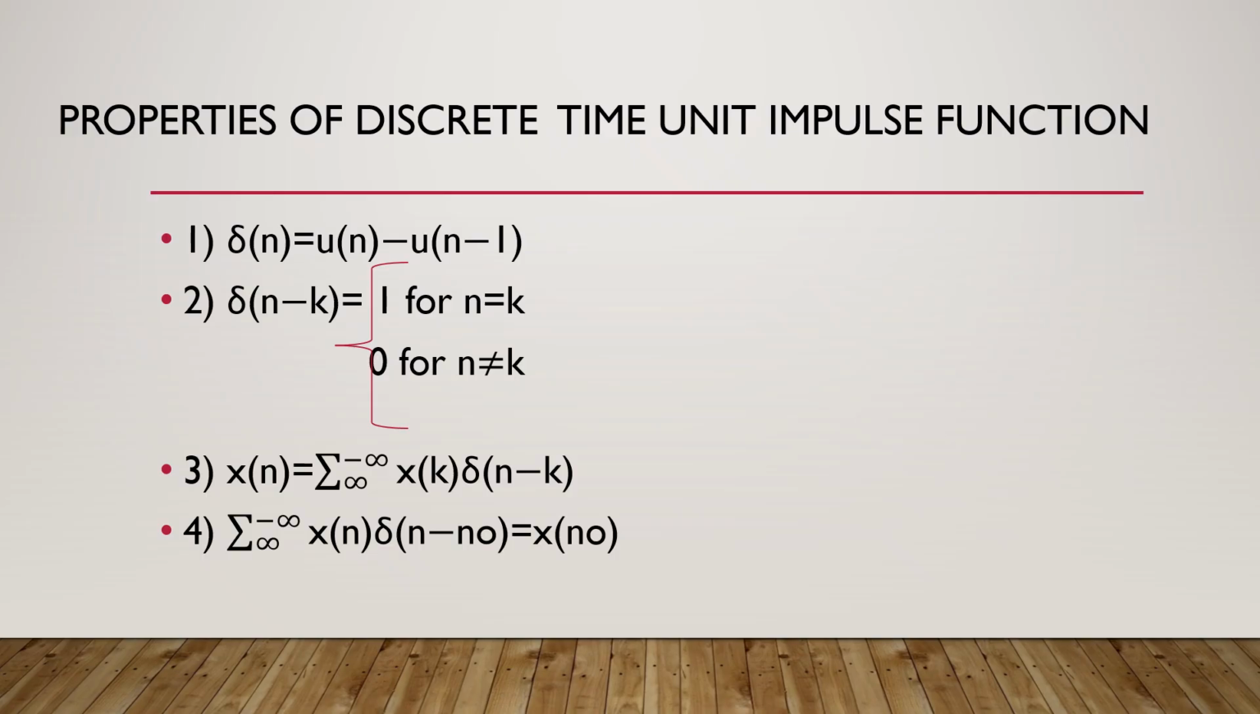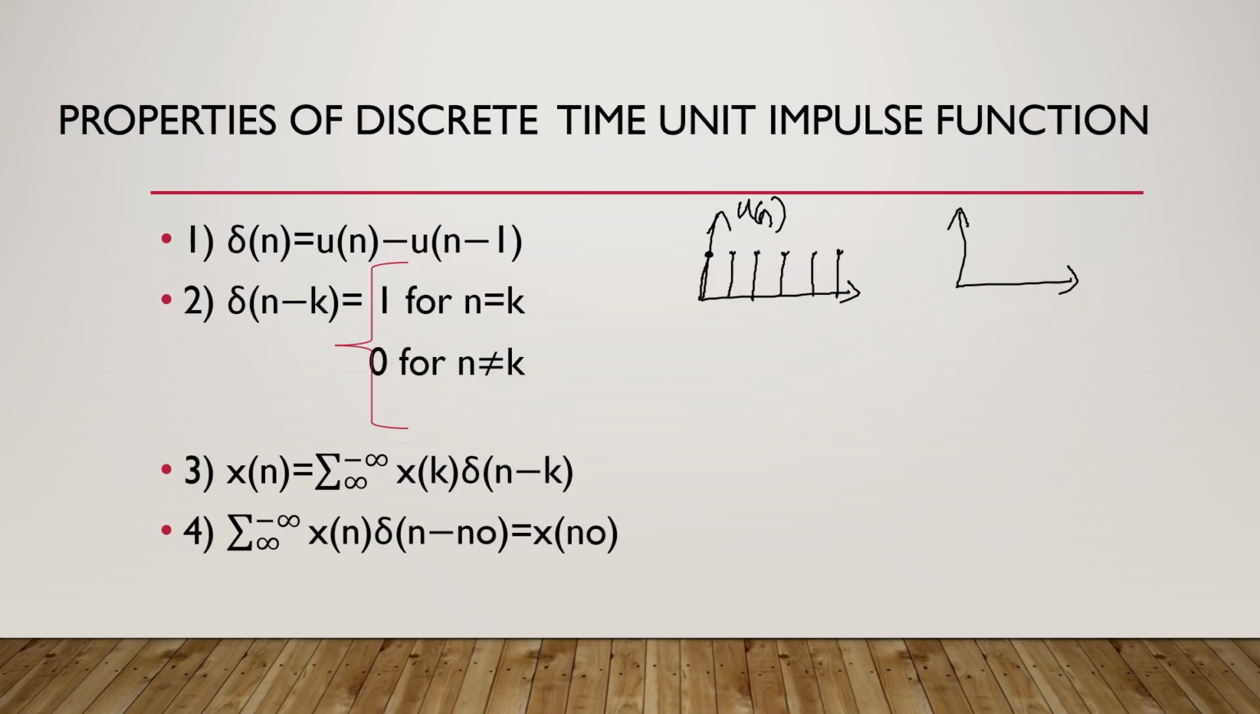Now the properties of the discrete time unit impulse function. Delta of n is equal to u of n minus u of n minus 1. Here u of n is the unit step signal, which we are going to study in the next slide. But still, u of n means it is a step signal, equal to 1 for n greater than or equal to 0.